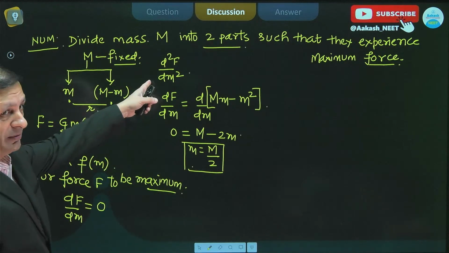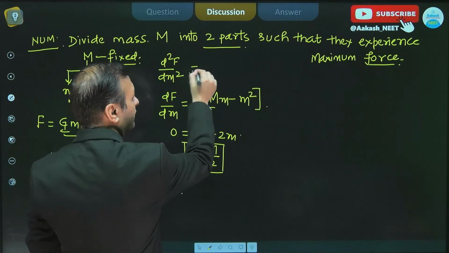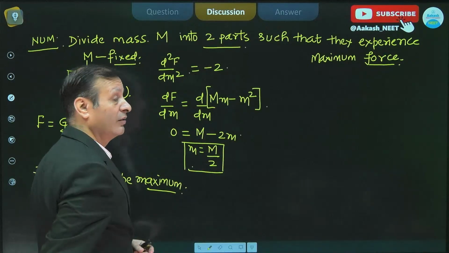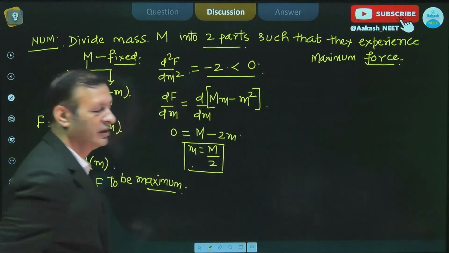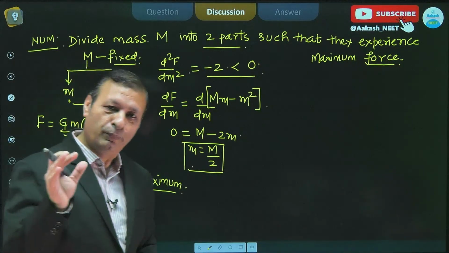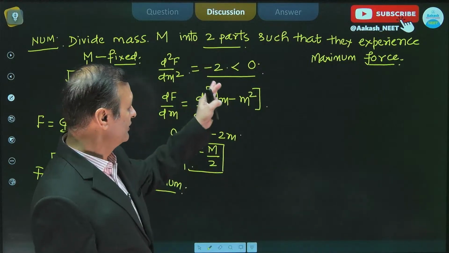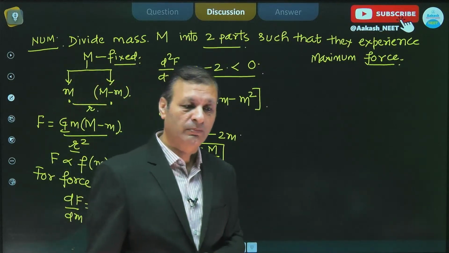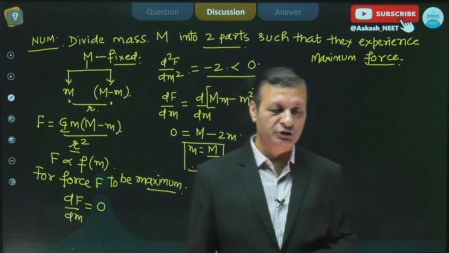And I did mention the second order derivative, and the second order derivative for this part is equal to minus 2. And what is this? Less than 0. And that is the important condition to check. Yes, the second order derivative is this one, so definitely the force would be maximum. So Hardik has given the right option.